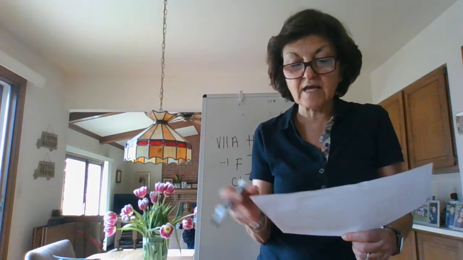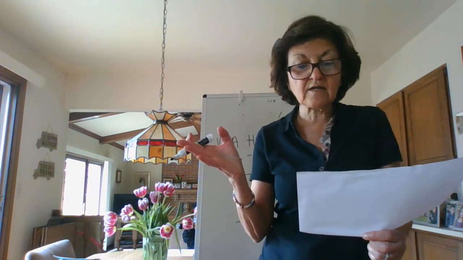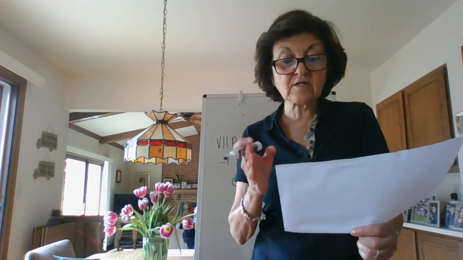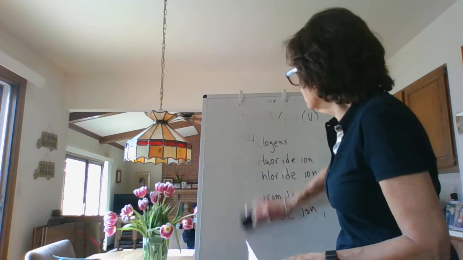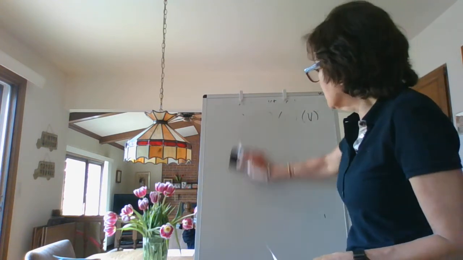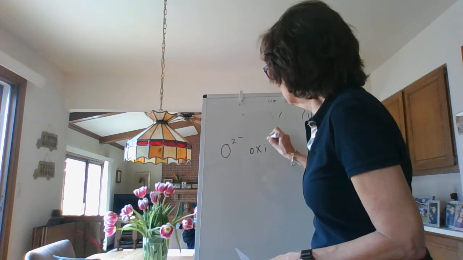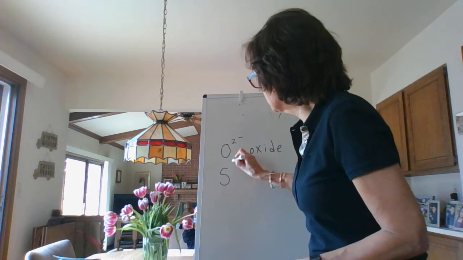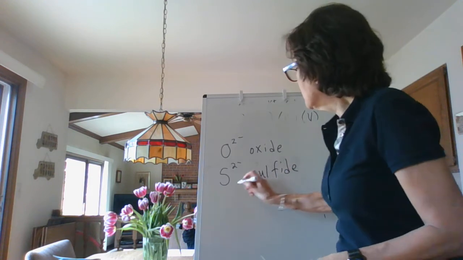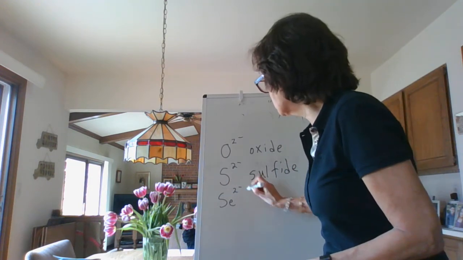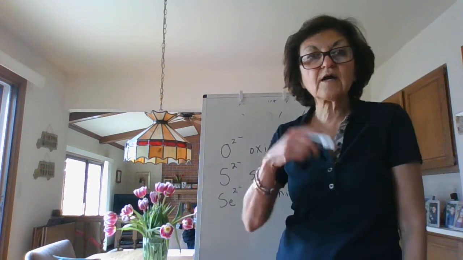So let's go to group 6A, oxygen and sulfur and selenium. So group 7A, they become -1. Group 6A, oxygen and sulfur and selenium, they become -2. So the oxygen picks up 2 electrons, and you got to change its name. It's now oxide ion. And the sulfur picks up 2 electrons. It is now sulfide ion. And then the selenium picks up 2 electrons, and it becomes selenide. You get the idea here?